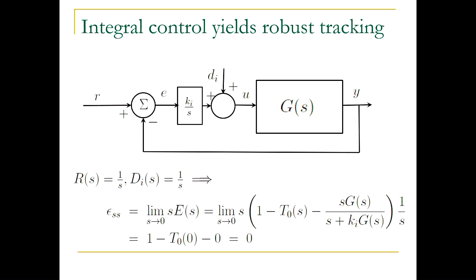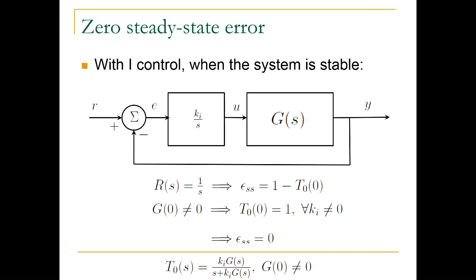Now let's consider another interesting thought example. Suppose that I use G0, which is my model, and I design controller Ki over S so that G0 is stabilized. Then this analysis shows that, yes, indeed, I would have 0 steady state error, because I didn't place any condition on G0. So this can be very general.